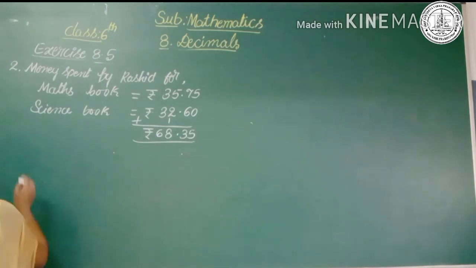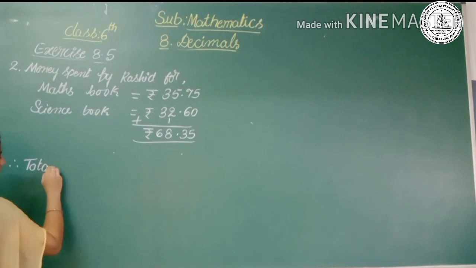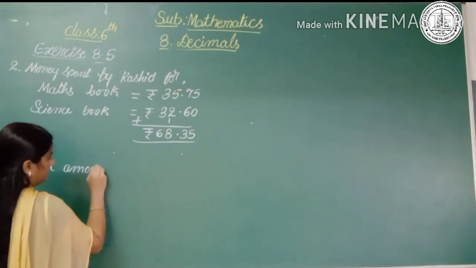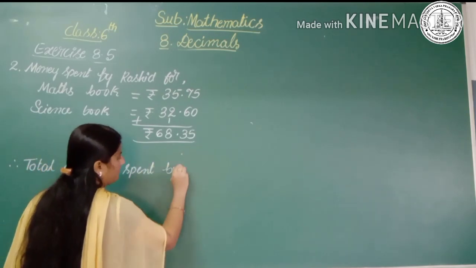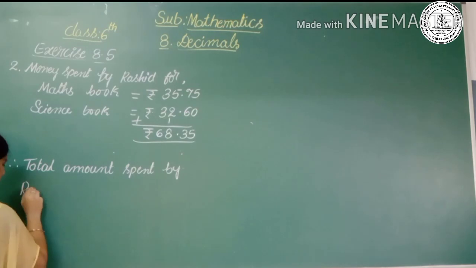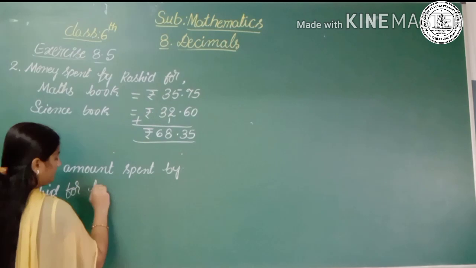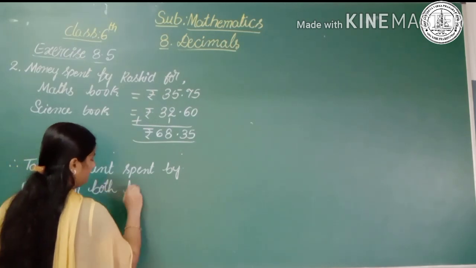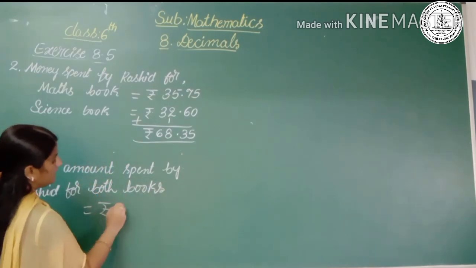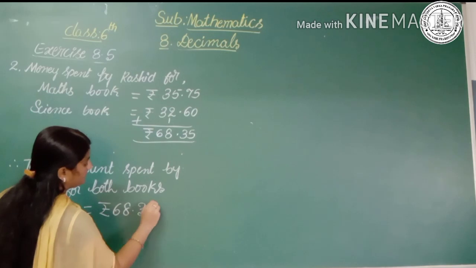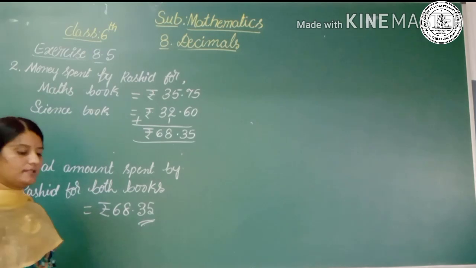So at last we have to write down, therefore total amount spent by Rashid for both books, which is equals to, write down rupees 68.35. Okay, is it clear? Yes, sir.